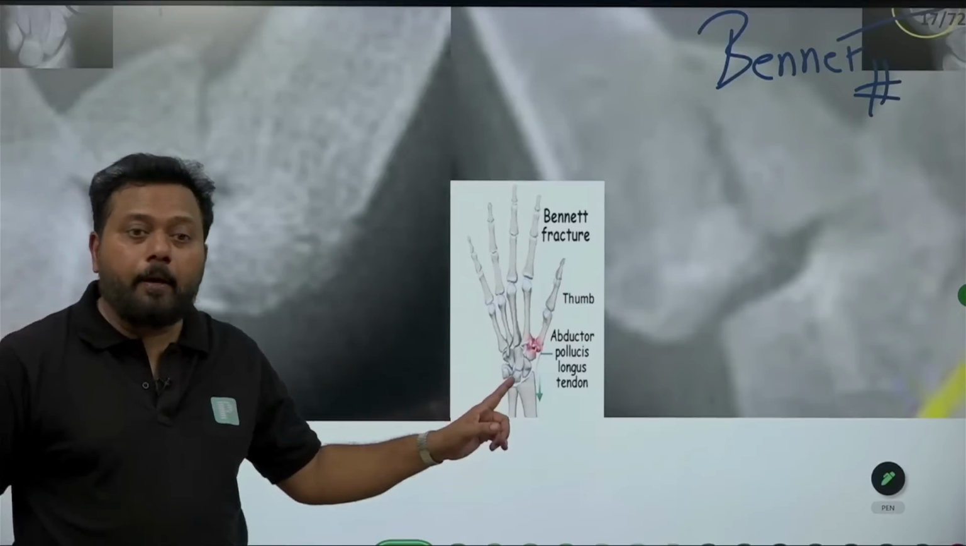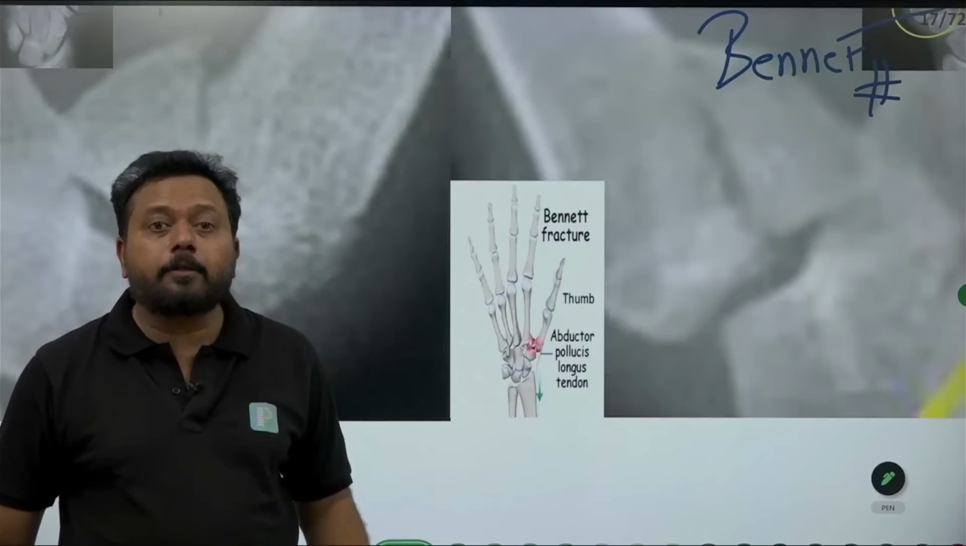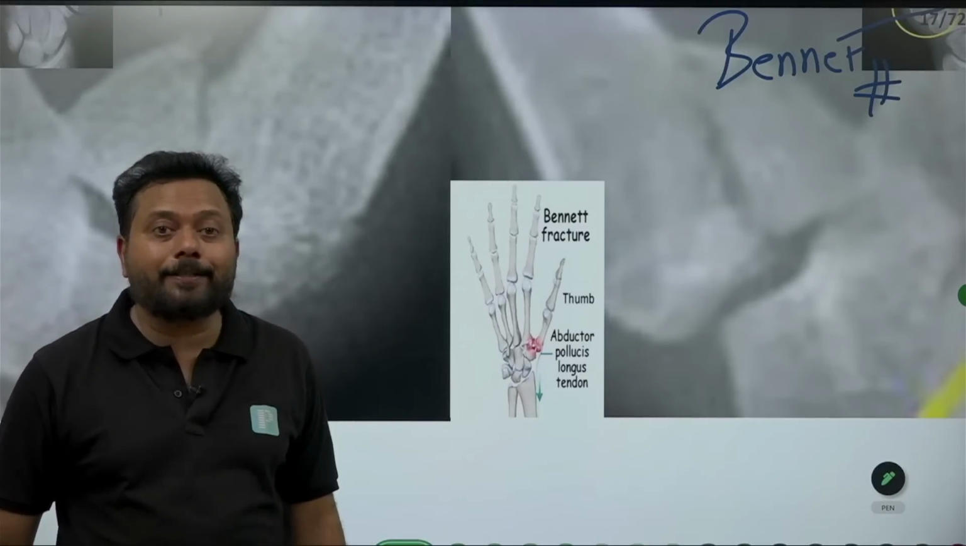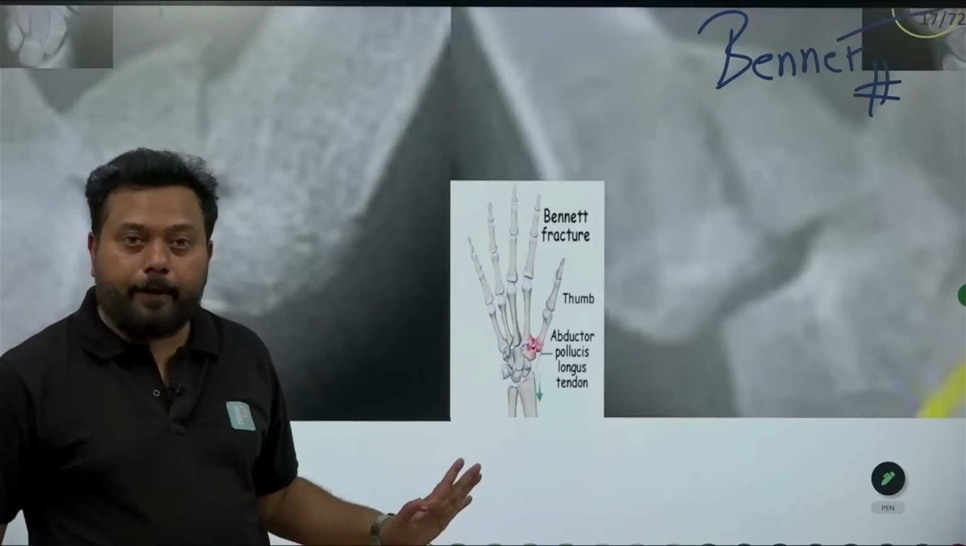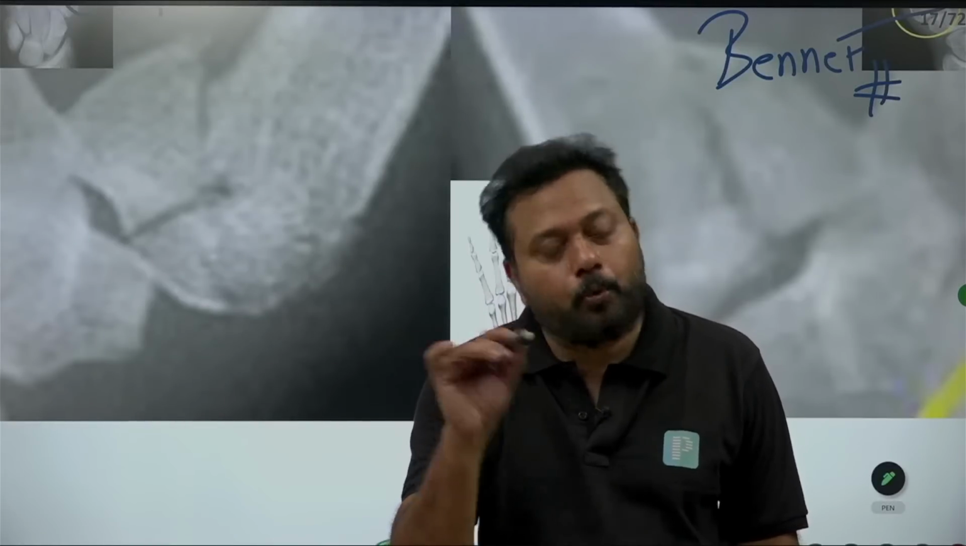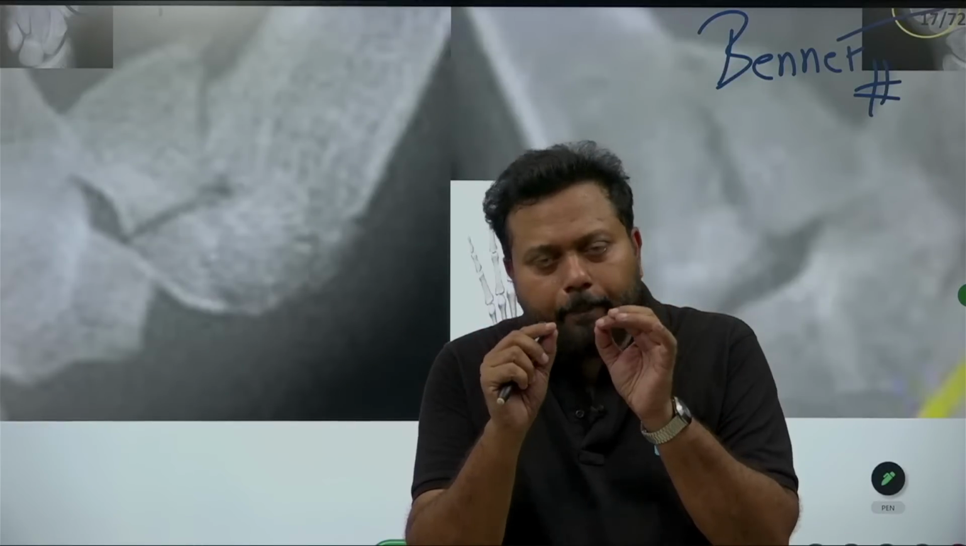Why Bennett is not healing that easily, this is the question, is because of the pull of the abductor pollicis longus tendon on the distal pole. The treatment of choice for Bennett fracture is K-wire fixation. The treatment of choice for Rolando fracture is mini screw fixation, because it is broken into multiple fragments, so it cannot be fixed with a small K-wire. Better to fix it with mini screw fixation.